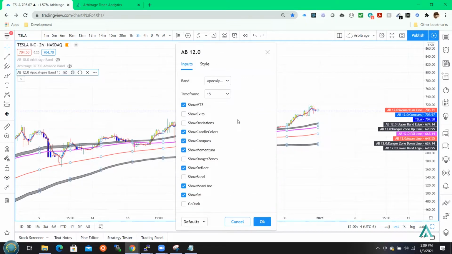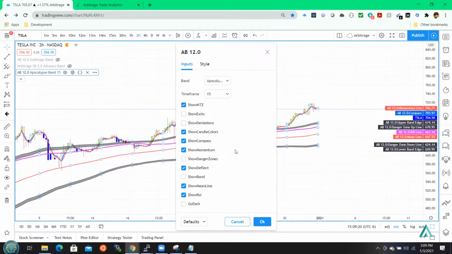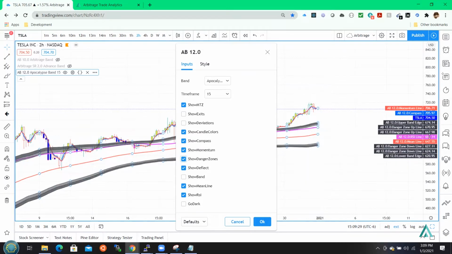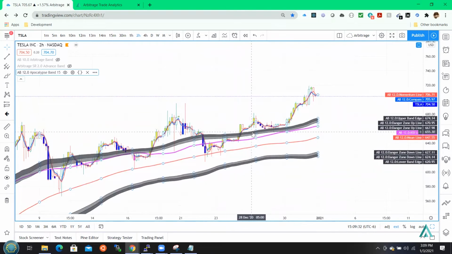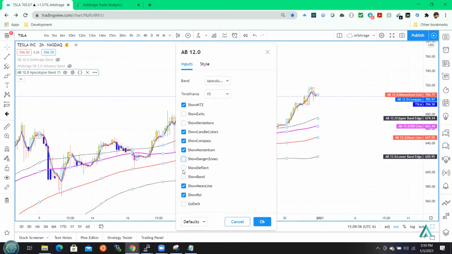Also, some of the changes that we added to the apocalypse band this time: we allow you to show only deflections, and if you want to see deflections and danger zones, that gives you a bigger range to see both where it should deflect and where the possible danger zone might be. These are small changes for people who aren't really using this version, because the arbitrage band indicator is one of our more advanced indicators, which means it takes a little practice to get used to. But if you are using it, these are really nice to have in here.